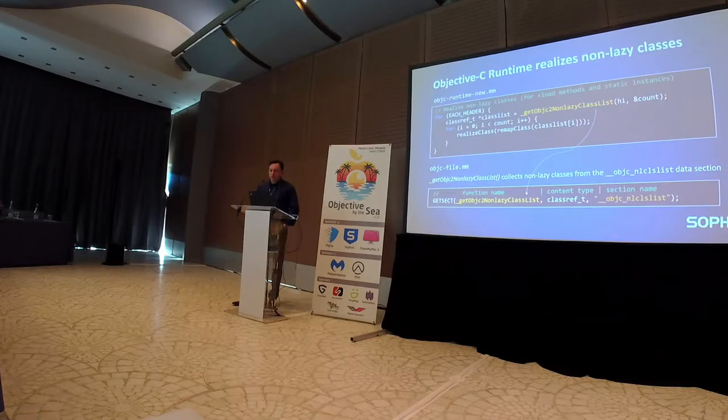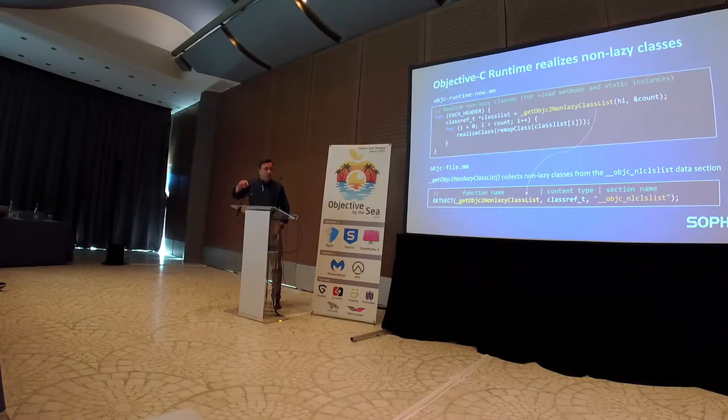Let's have a look at the actual source code of the Objective-C runtime. The first snippet is in the Objective-C runtime new.mm. In that file, you can see it's calling a function called getObjc2NonlazyClassList. That function returns the list of classes into the variable classlist, and it also returns the count, how many non-lazy classes are out there. Then it starts a loop up to the count of non-lazy classes, and for each class in that class list, it calls the realizeClass function.